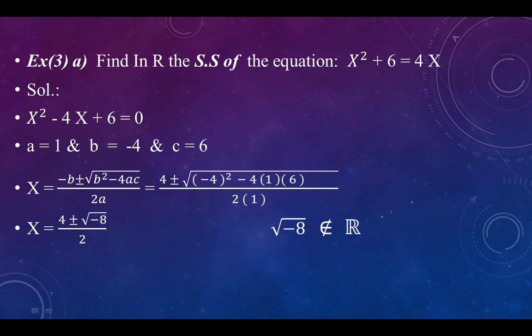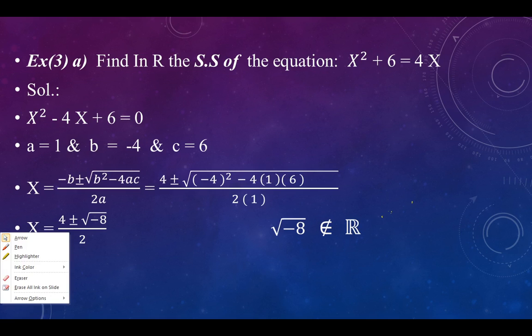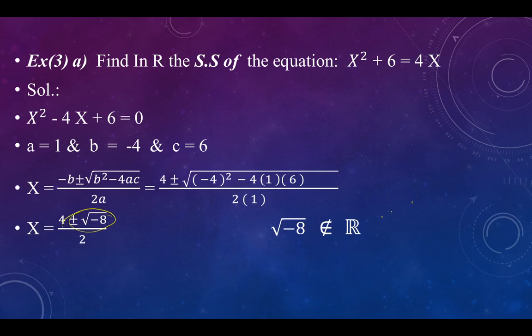Here you can see that under the square root we have negative 8. We can't find a square root of a negative number, so root negative 8 doesn't belong to R, so the solution set will be phi. Why? Because we can't find a square root for a negative number.